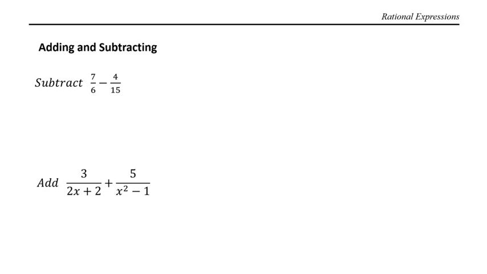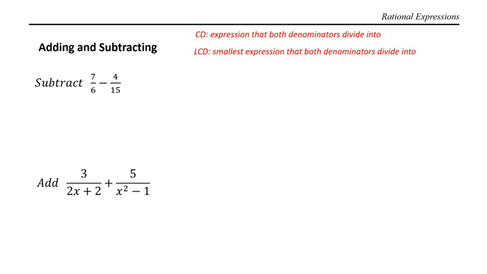Now let's talk about subtracting and adding. So with our first example, we have 7 over 6 minus 4 over 15. Now what we want to do is we want to find the common denominator. And the common denominator is an expression that both denominators divide into. But more helpful for us, we want to find the least common denominator, which is the smallest expression that both denominators divide into.